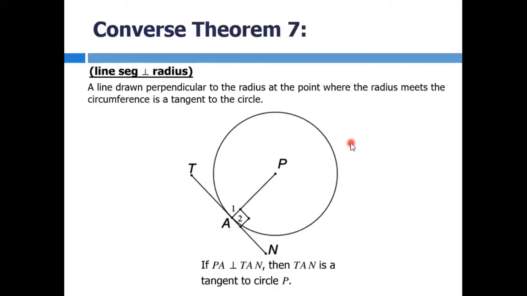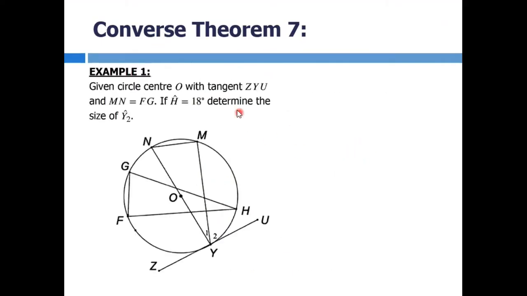So over here, you know that they're 90 degrees, therefore this must be a tangent. Okay, it's working backwards, and then you can either say line segment perpendicular to radius, or you say converse of tan chord. Let's have a look at this first example.